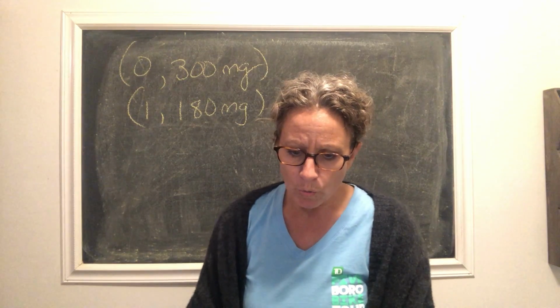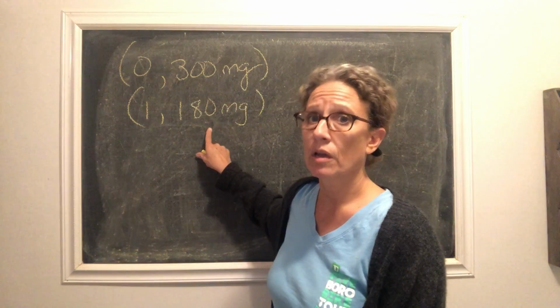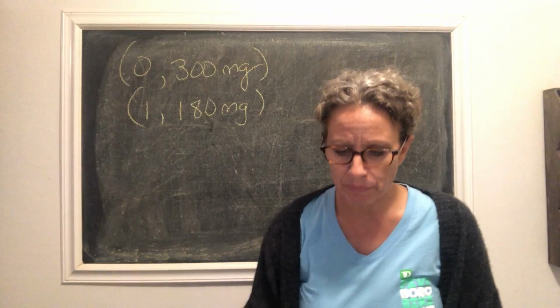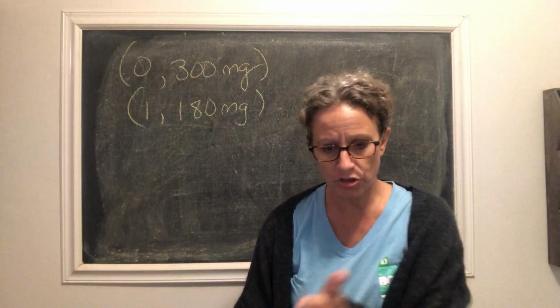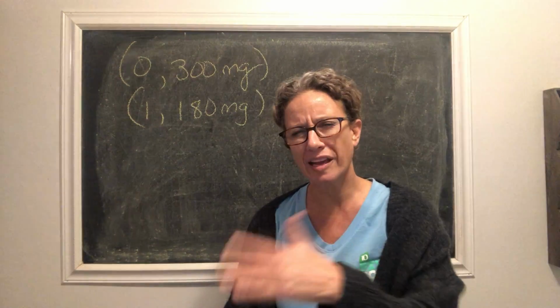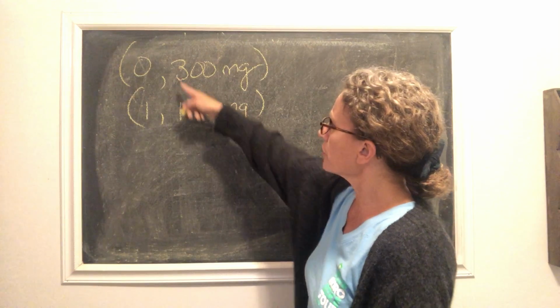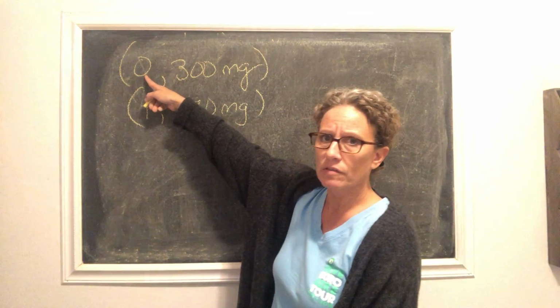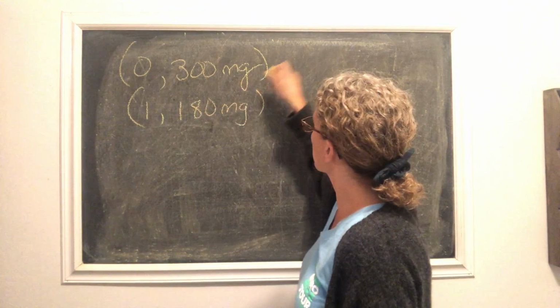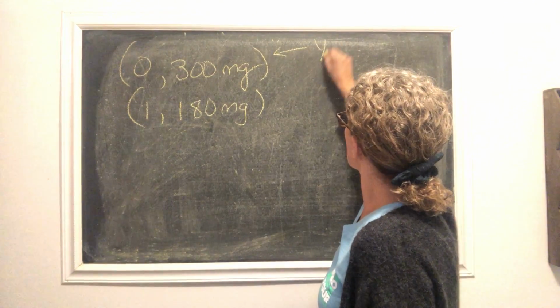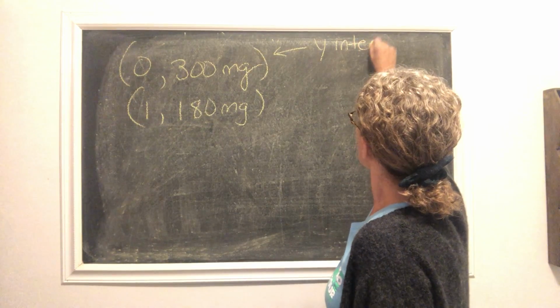Okay, so we're going to write a function in order to understand, and then better predict, how much medication is going to be in the bloodstream each day as the day goes on, saying that you only took the one dose. Okay, so first thing we recognize is that the starting place at day 0 is 300. This, as you might have already said, is your y-intercept.